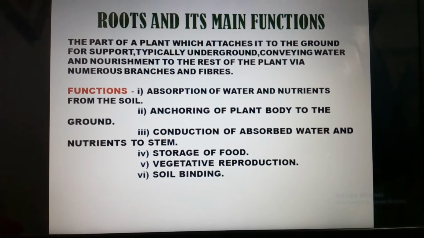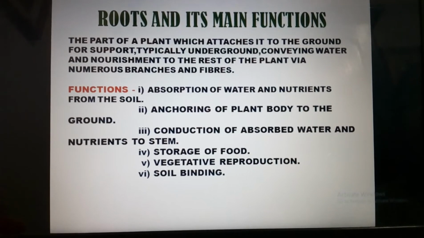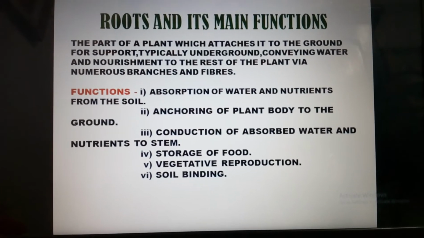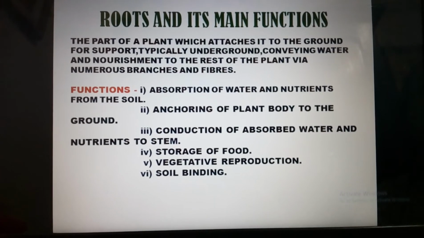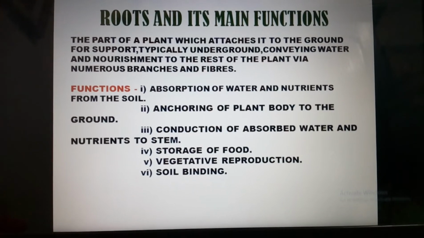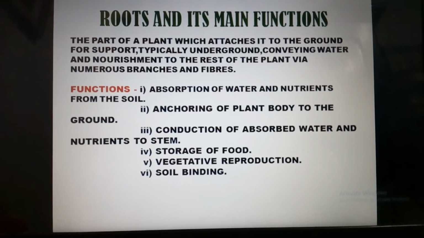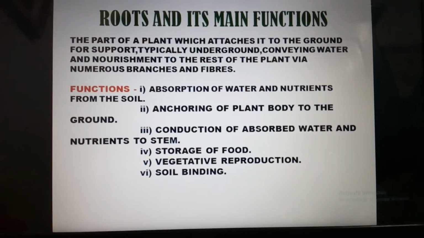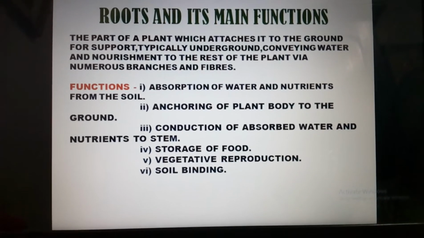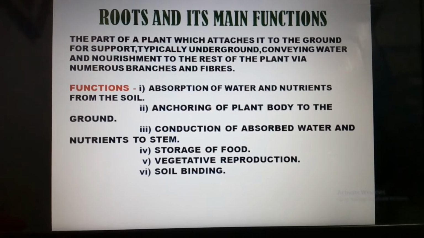So definitely you must have guessed or understood about certain functions of the roots. These are absorption of water and nutrients from the soil. As it is in the soil, or underground, definitely it helps in absorbing. Then anchoring of the plant body to the ground. That means all the plants are anchored, or deeply attached with the soil. It's because of the root. Conduction of absorbed water and nutrients to the stem.